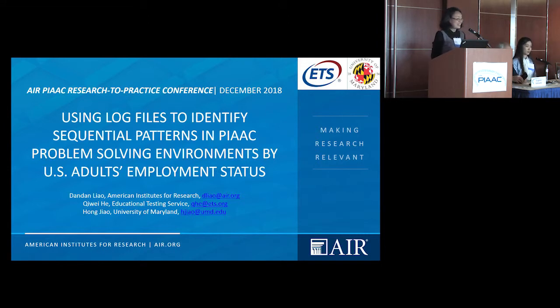So it's our honor to be here today and to give some presentation about our research project. It is about using log files to identify sequential patterns in PIAAC problem-solving items by US adults' employment status.